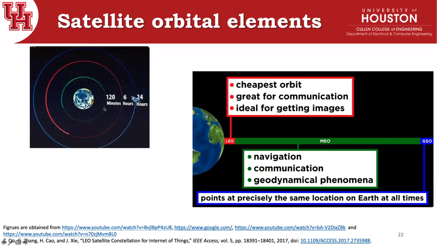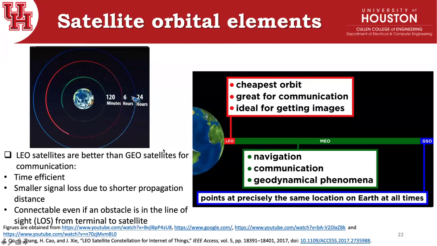And here is a picture showing the period for these three types of satellites. For the LEO, it takes about 120 minutes to complete a circle, 6 hours for the MEO, and 24 hours for the GEO satellites. And on the right picture, I listed the applications for these three types. LEO satellites are the cheapest orbit, great for communication and ideal for getting images. MEO satellites are good for navigation and communication. GEO satellites point at precisely the same location on Earth at all times.